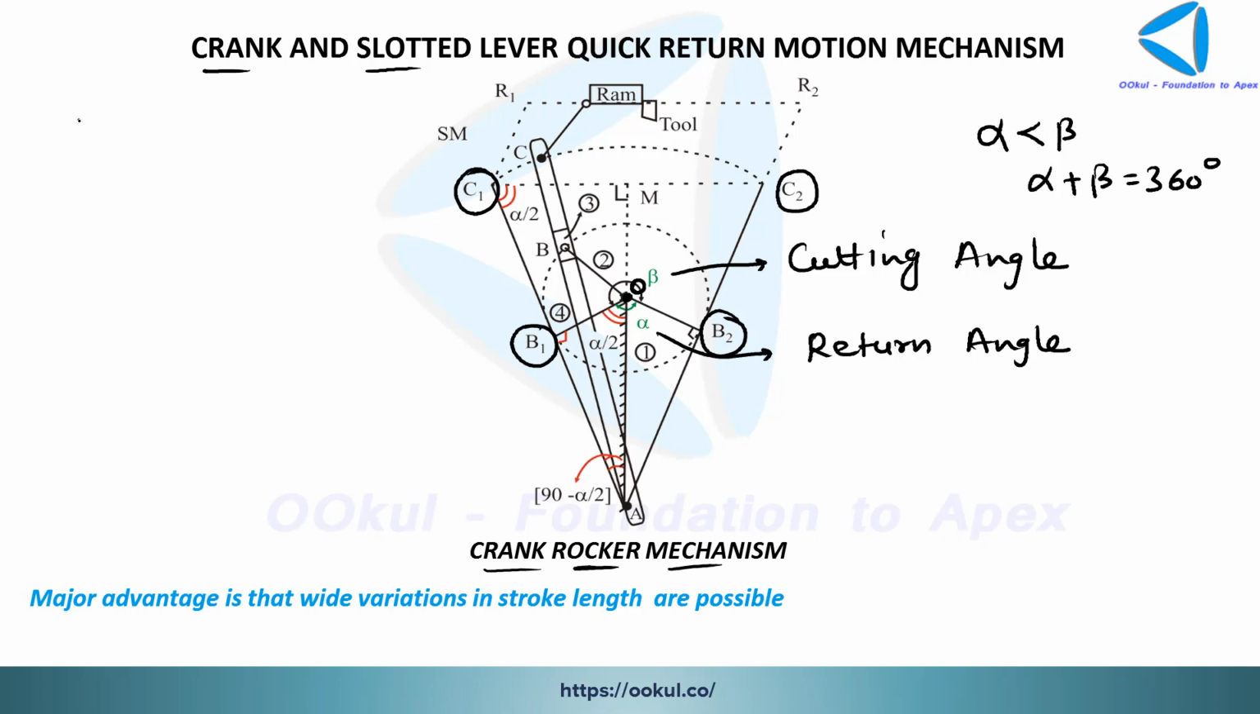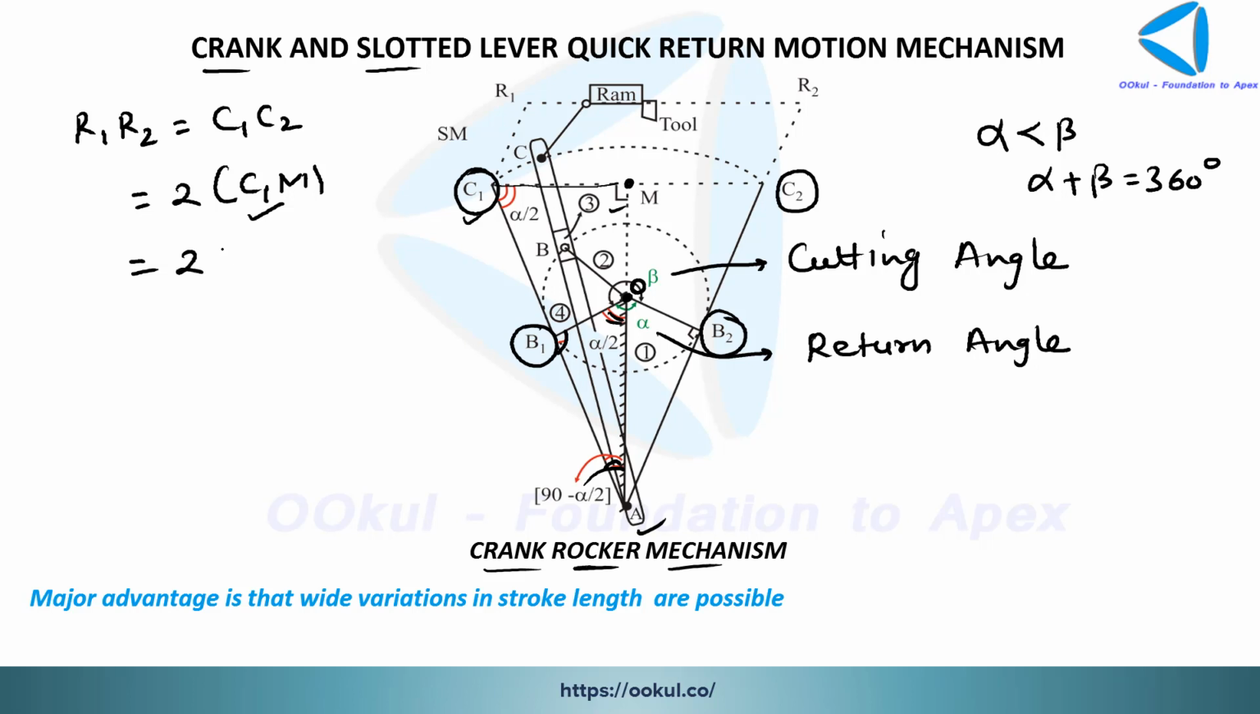The stroke length is equal to R1 R2, which is nothing but equal to C1 C2, that I have already told, and you can also write it as twice of C1M. You can see the point C1, M. So basically twice of this is equal to your stroke length. Clear? Now this C1M, if you see in this bigger triangle, that is A, C1 and M, this angle comes out to be 90 minus alpha by 2. This will be alpha by 2, and this angle is 90.